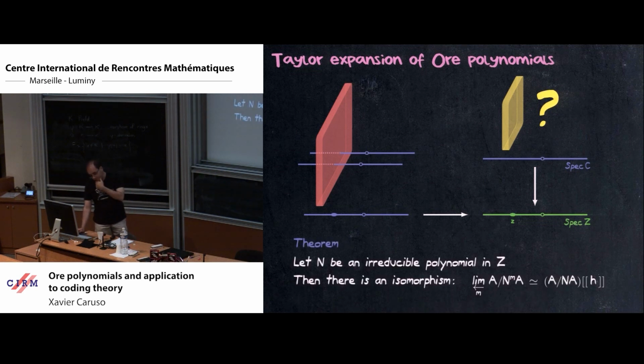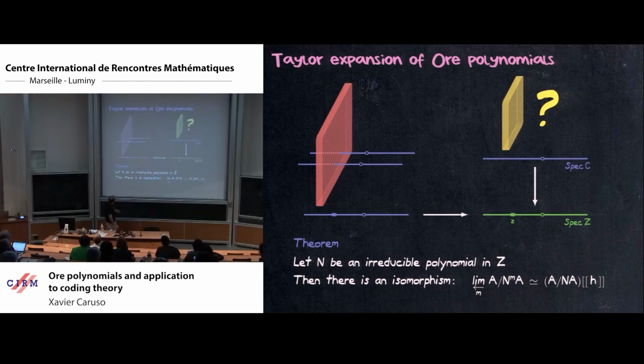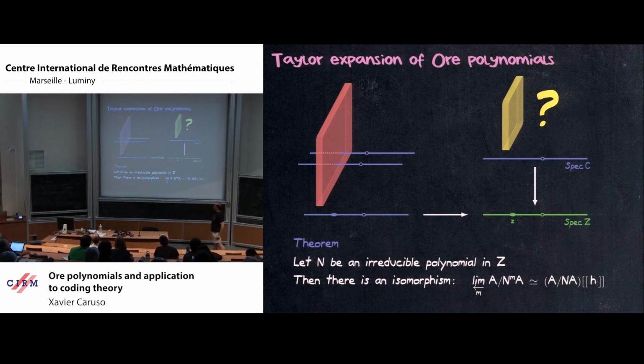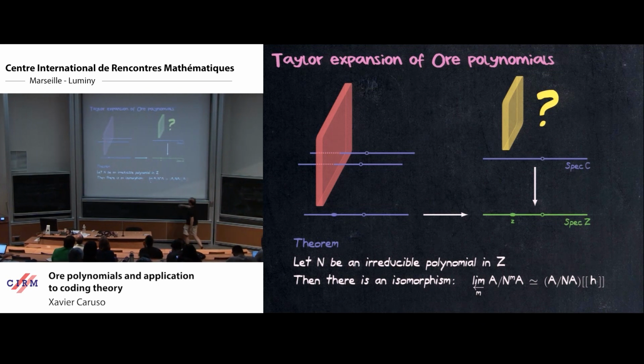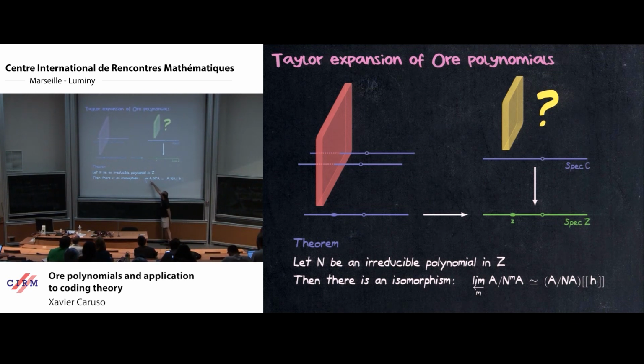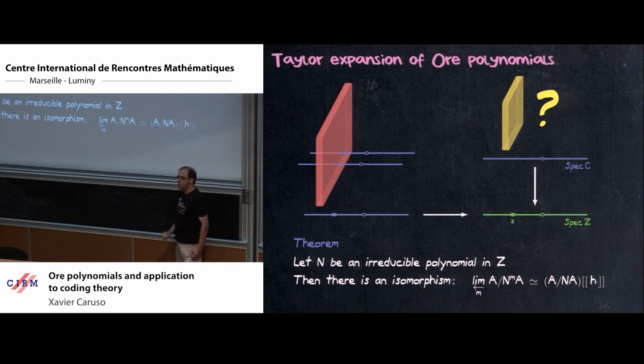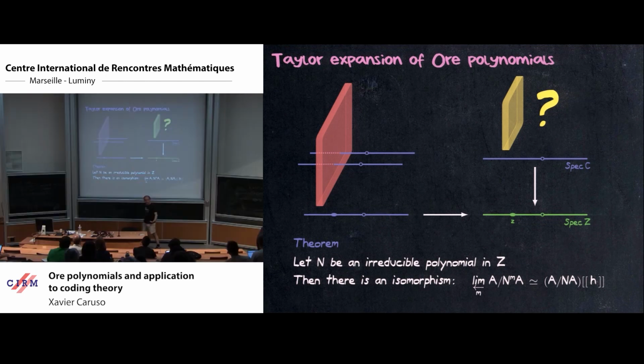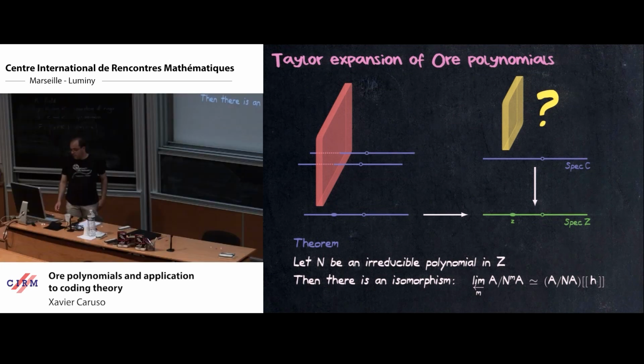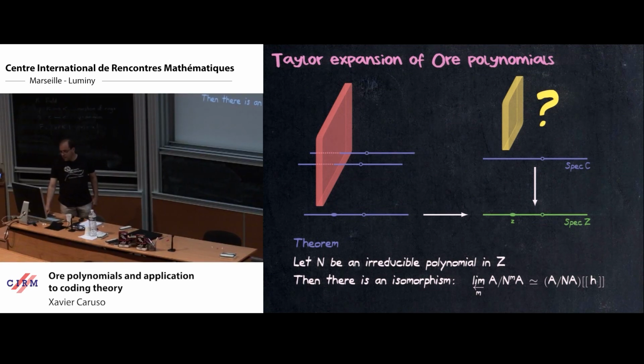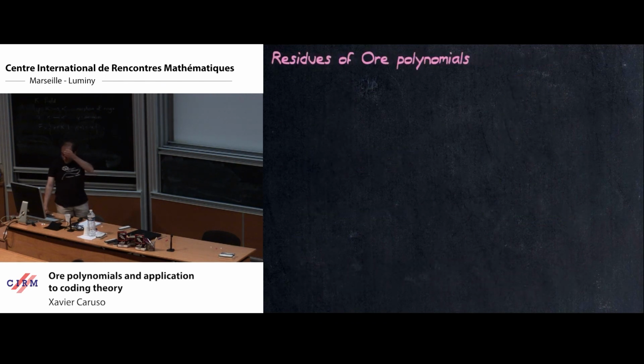And here comes the theorem saying that if you have a closed point in spec Z, that is an irreducible polynomial N in Z, then there is an isomorphism between this projective limit corresponding to the functor of the thickening and a power series ring over the fiber, the special fiber. And from this we can define a residue of array polynomials.